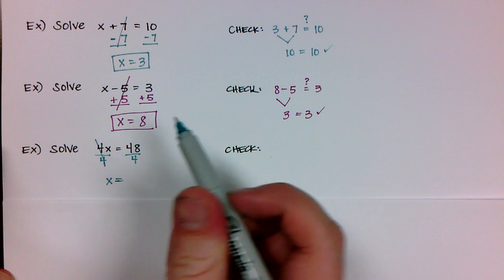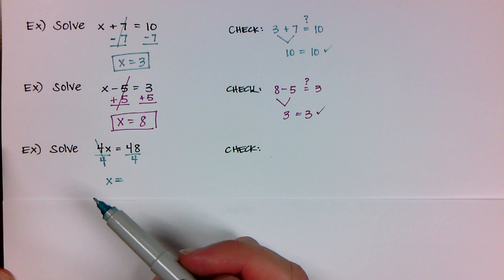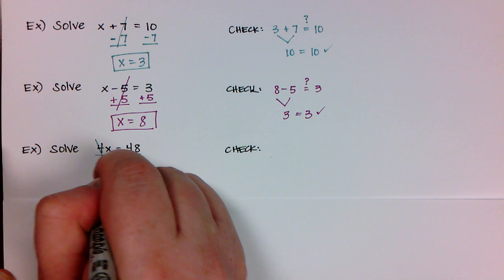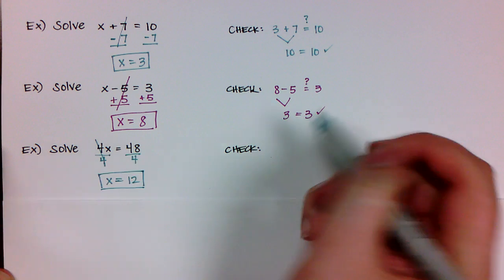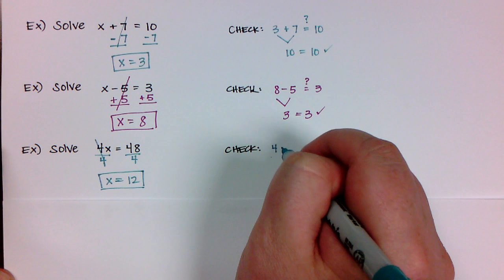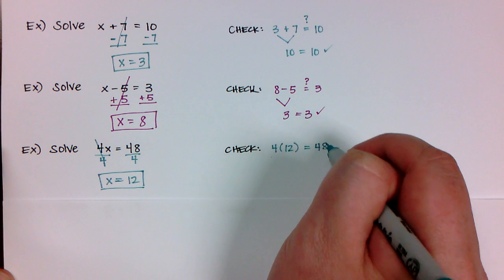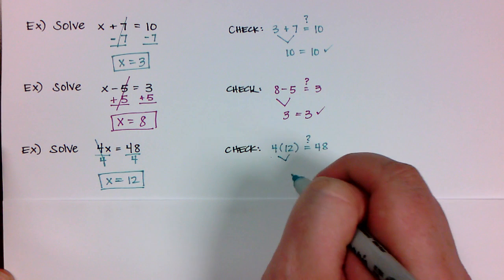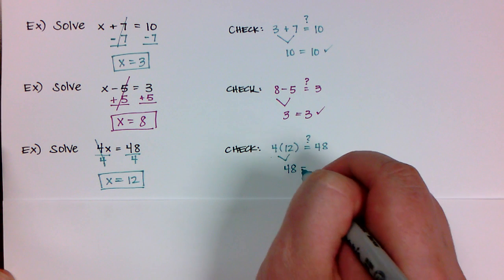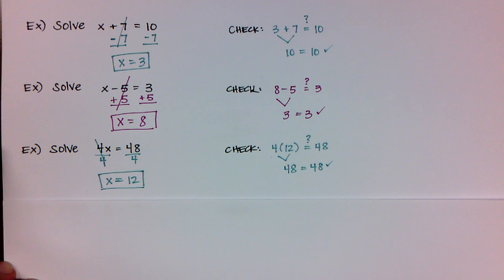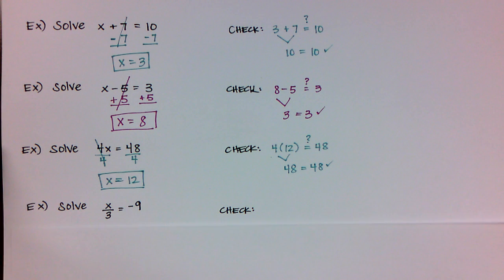Those 4's cancel out because 4 divided by 4 is 1. I don't need that anymore. And 48 divided by 4 is 12. Pretty confident with my answer. Let's go ahead and check it out. 4 times 12. I want to know, does that equal 48? Yep, 4 times 12 is 48. Same on both sides. So these one-step equations are pretty easy to show that you got it correct. So let's try our last one on this page.